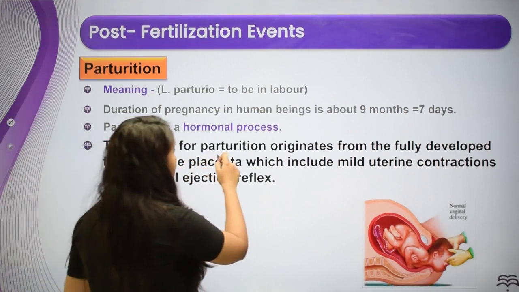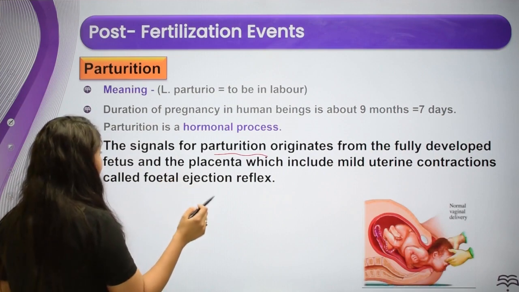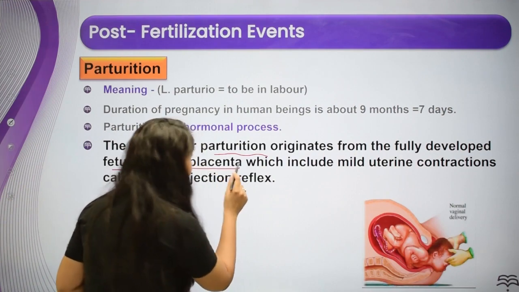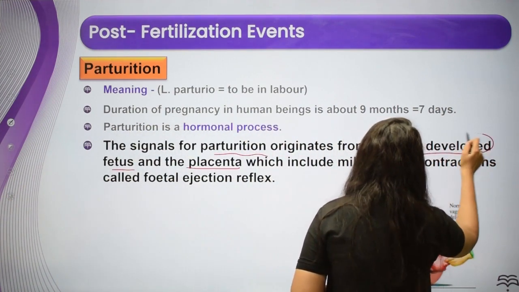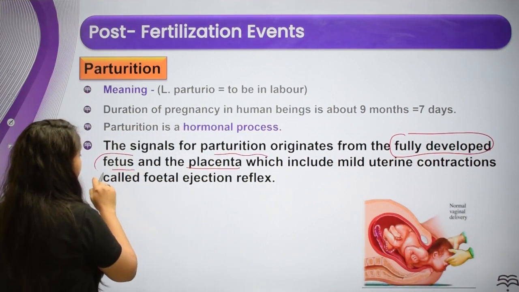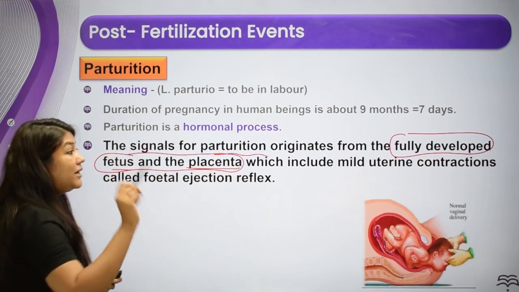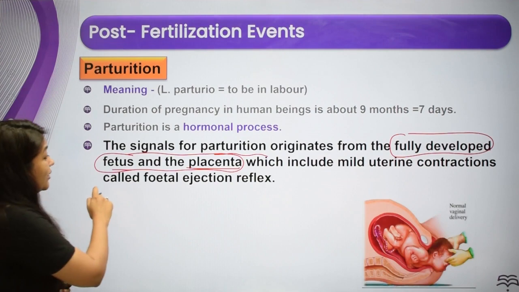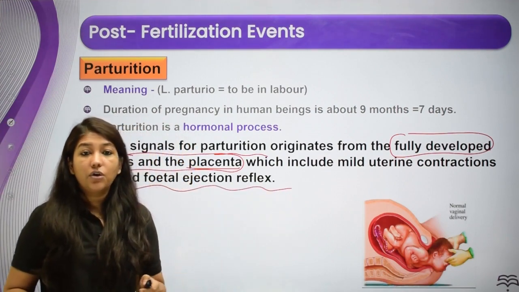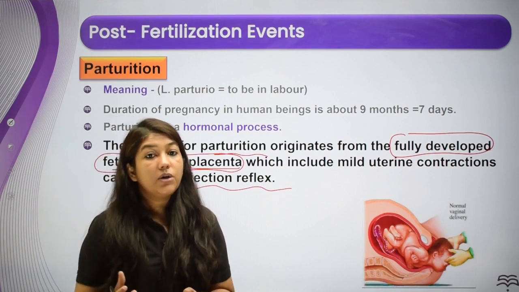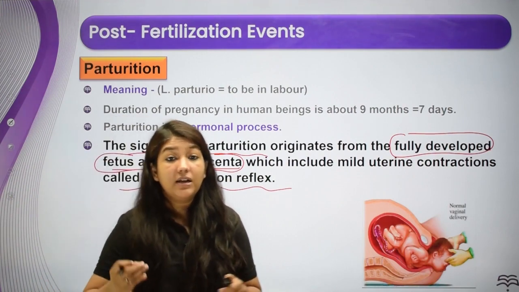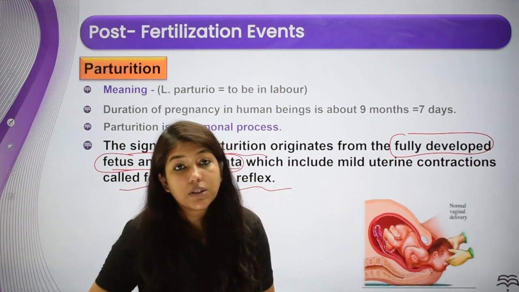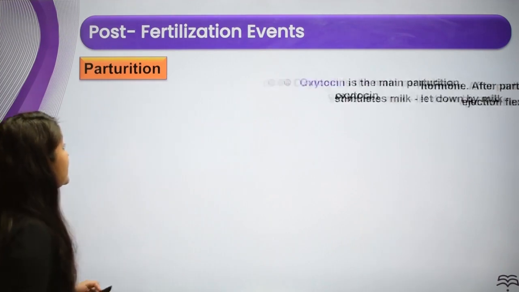The signals for parturition, the signals of delivery, where do they originate from? They are originating from a fully developed fetus and the placenta. ये बहुत important point है, इस पे question आता है, that signals of parturition, where do they develop from? तो याद रखना है, it is the placenta and the fully developed fetus, which induce mild uterine contractions called the fetal ejection reflex. Okay, so once the fetus is fully developed, what is going to happen? The fully developed fetus and the placenta will start sending signals that the fetus is ready to come out. It is going to start fetal ejection reflex.